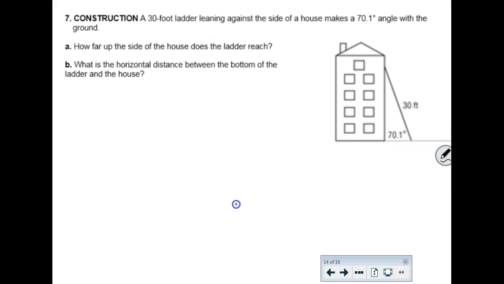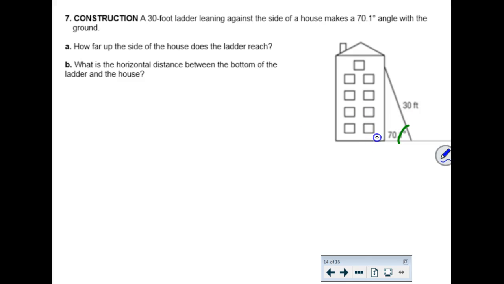Oh, the ladder leaning against a building question. Everybody's favorite. All right, so this is a two-part question. They have a lot labeled for you already, so that's nice. Just make sure you understand that the 70.1 degrees is this angle down here, which is referred to as the angle of elevation.